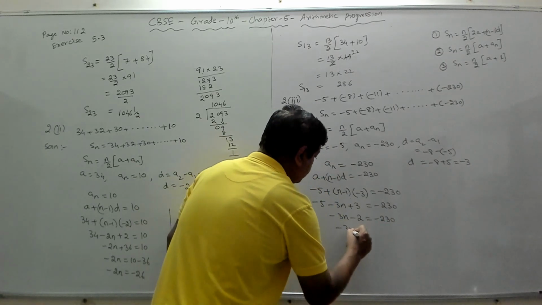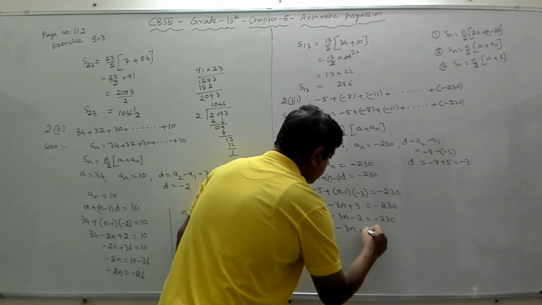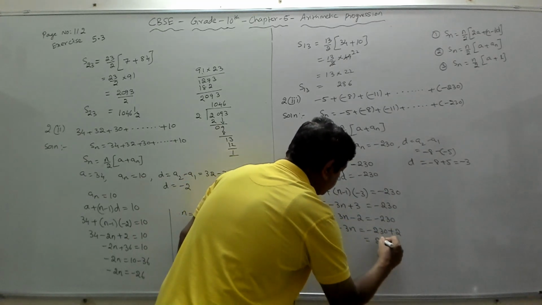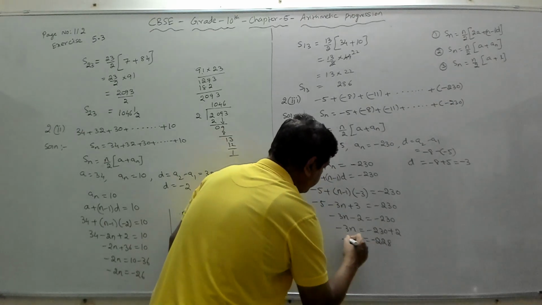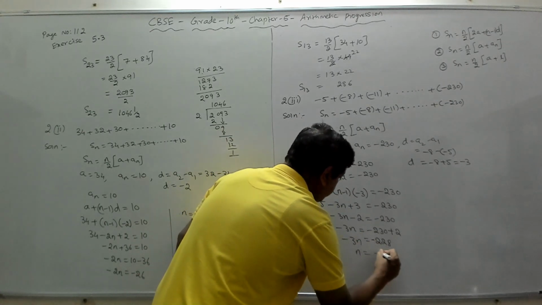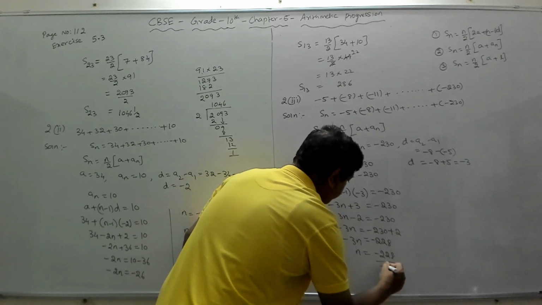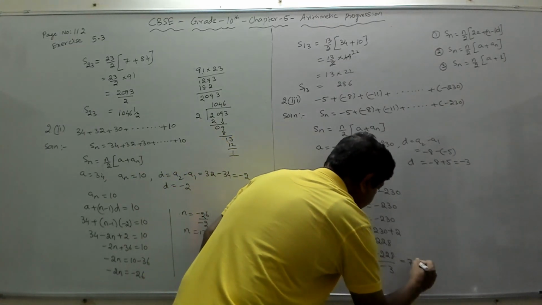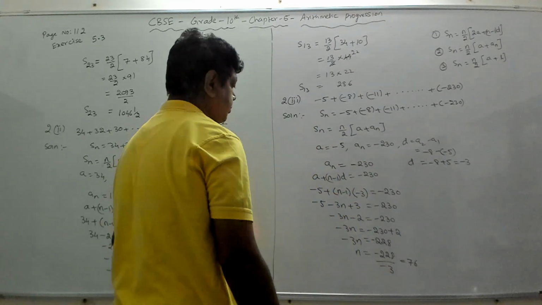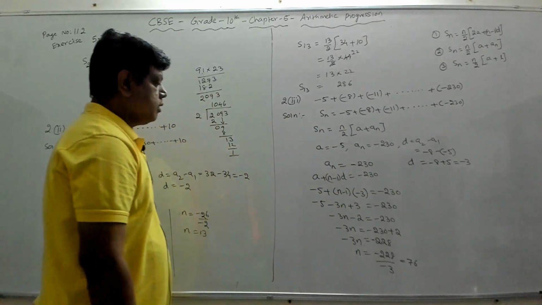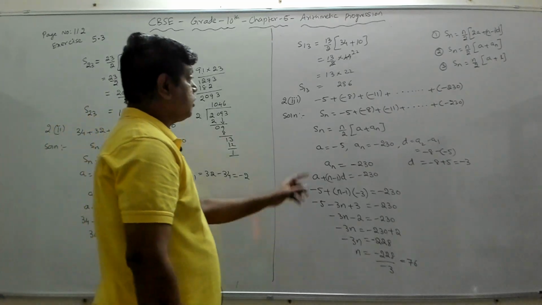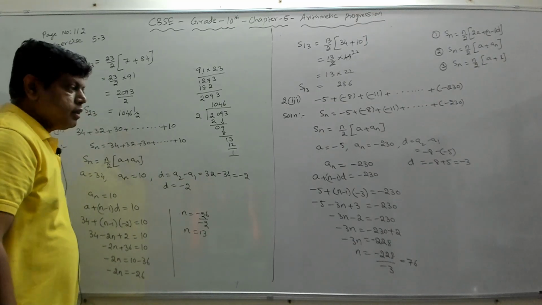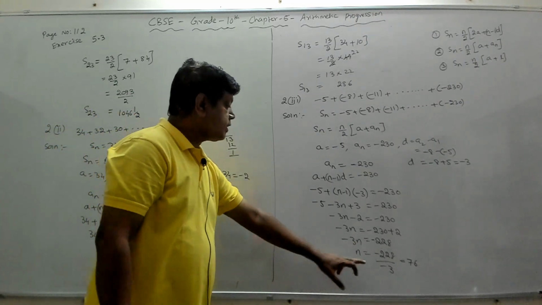So minus 3n equals minus 230 plus 2, because minus 2 goes to the other side and becomes plus 2. You get minus 228 equals minus 3n. So n becomes minus 228 by minus 3; minus minus is plus, so 76. So n is 76. There are 76 terms in this AP. Now we should find S76.